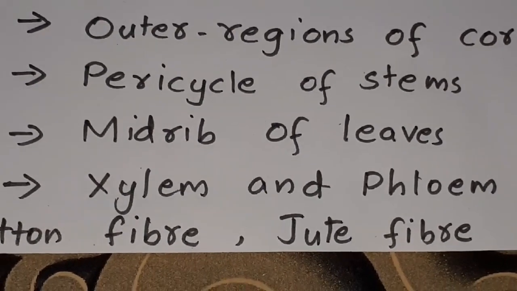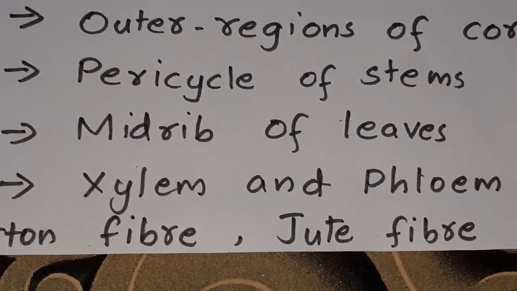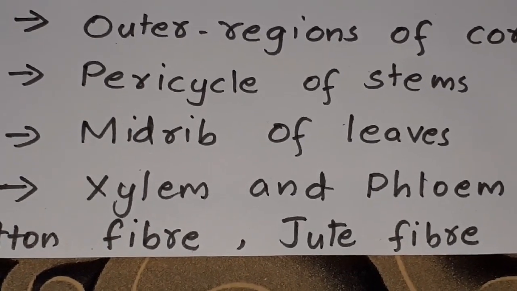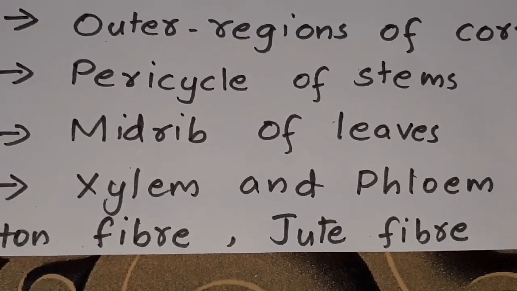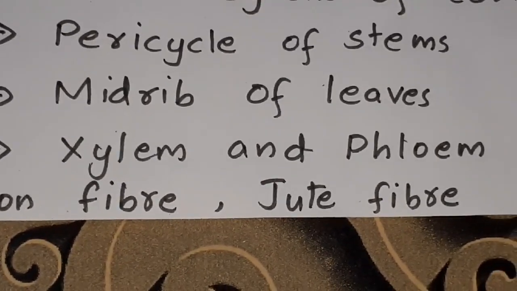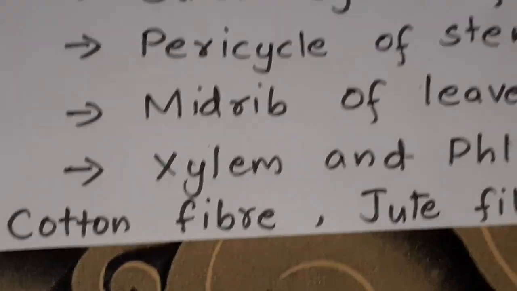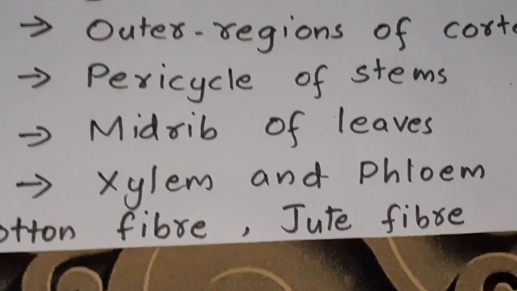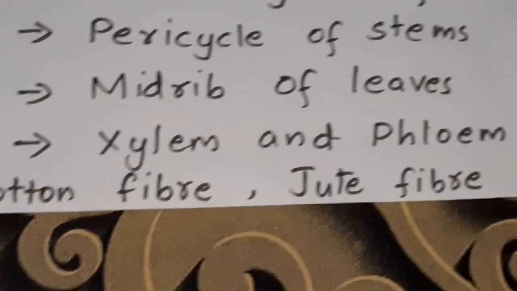Then the midrib. If you take a leaf, you can see a center, and in the center of the leaf one big vein is going. It is called the midrib of the leaves. Then the xylem and phloem. These are two other tissues. We'll study xylem and phloem in detail later. For now, just keep in mind the names xylem and phloem.